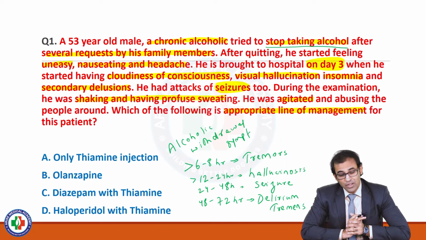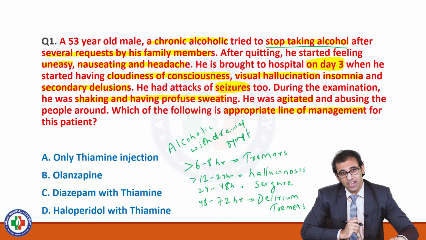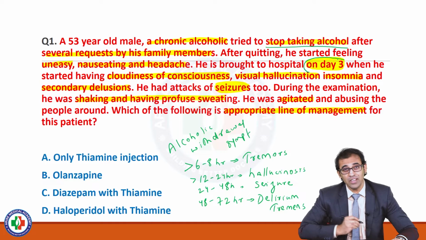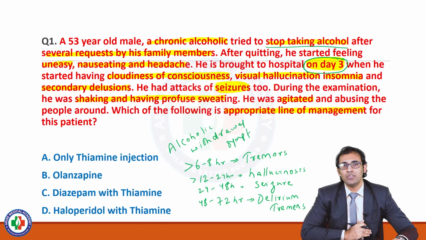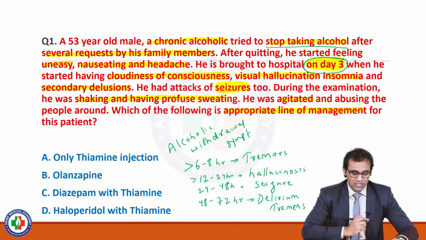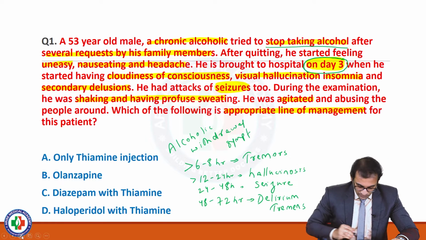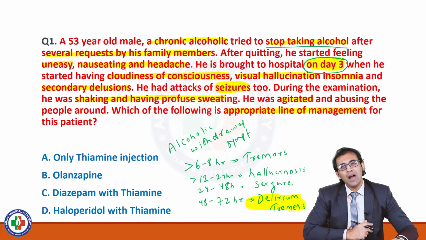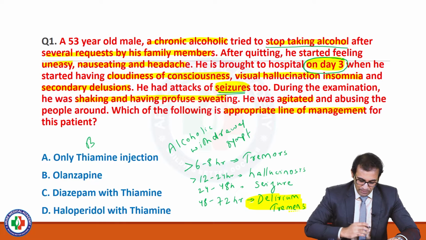Okay, fine. So now tell me, what about this patient? He is presented around 72 hours after cessation of alcohol, on day 3, right? So the diagnosis we are going to make here is what? Yes, DT. How to treat the patient? Since the patient also had seizure, right?